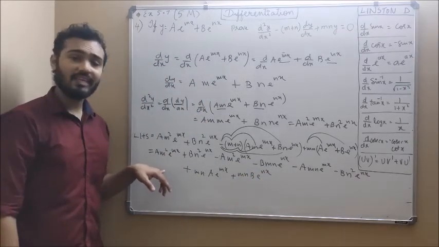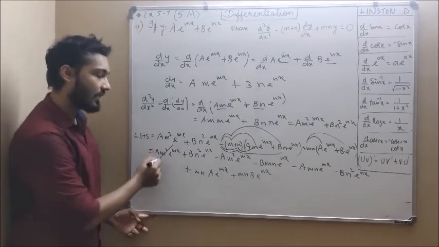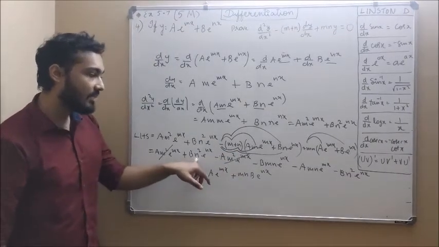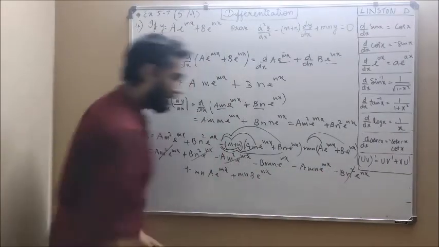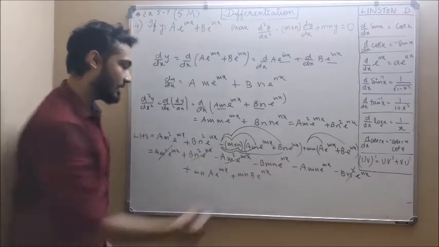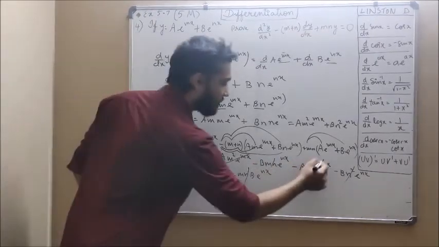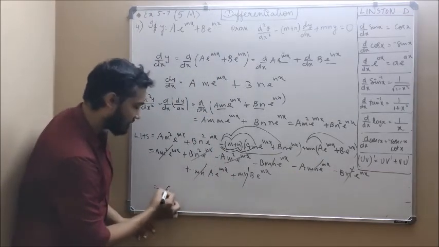Now we will see whether we can cancel anything. a m square e power nx and minus a m square e power mx will cancel. b plus bn square and minus bn square e power nx will cancel. Next, minus bn e power nx will cancel. Plus mn e power nx and minus mn e power nx will cancel. So we get 0.